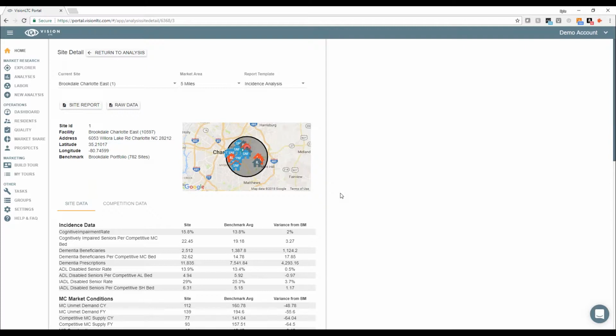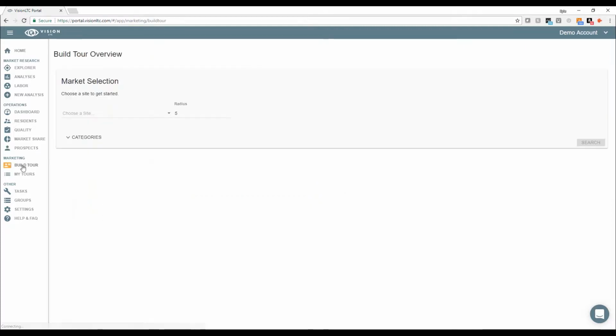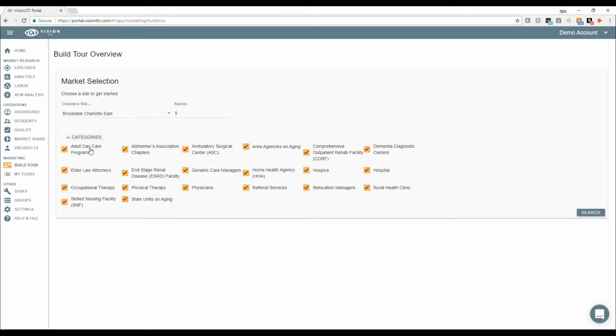And now comes a time where, as the asset manager, I'm tasked with teaming up with the operations team and the marketing team to go and start building out the sales pipeline there. And so we can actually use the incidence data to help us on the operation side of things by connecting us with those local referral sources and those local professionals who engage with people who are afflicted by a cognitive impairment or an ADL disability.